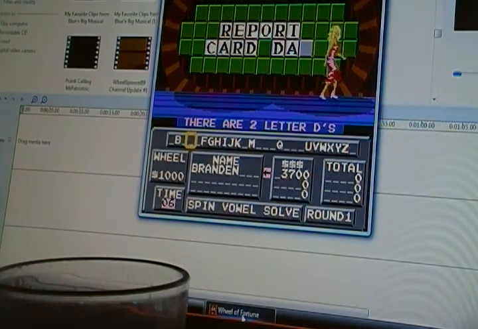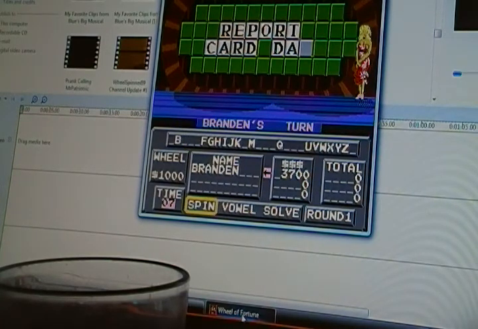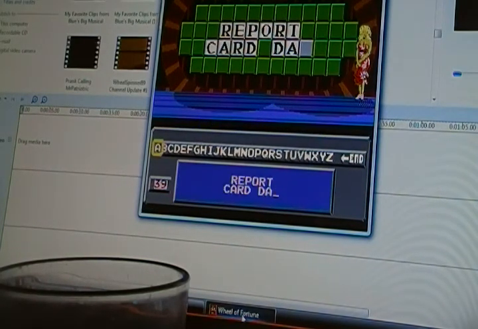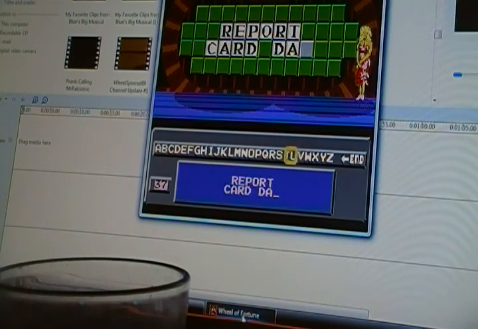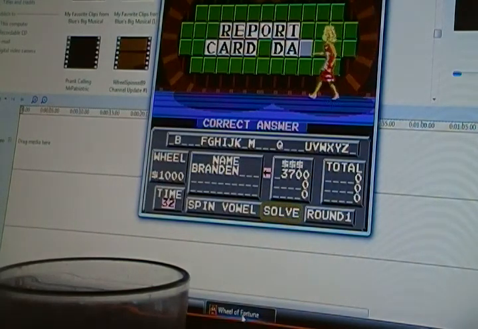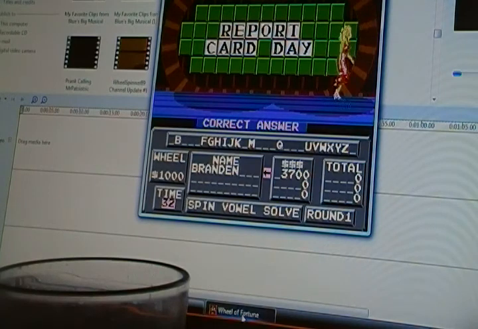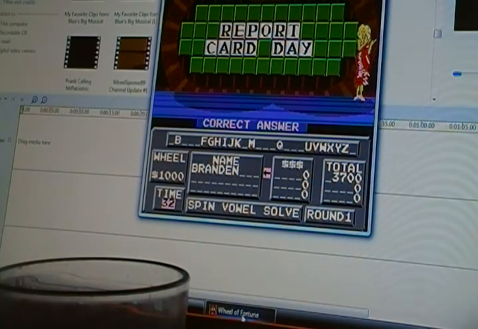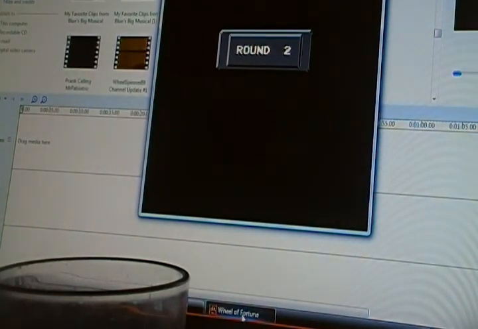I solved the puzzle. Report card day. Solution in report card day. Yeah. Hold on. Stop. Now Z. Now enter. You got $3,700. Now you have round two.